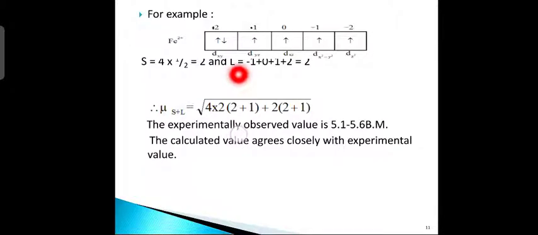Orbital angular momentum L is equal to minus 1 plus 0 plus 1 plus 2, that means equal to 2. So substitute in the formula mu S plus L is equal to square root of 4 into 2 into 2 plus 1, plus 2 into 2 plus 1. The experimentally observed value is 5.1 to 5.6 Bohr magneton. The calculated value agrees closely with the experimental value.